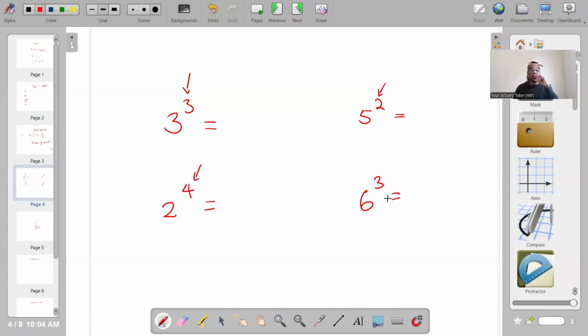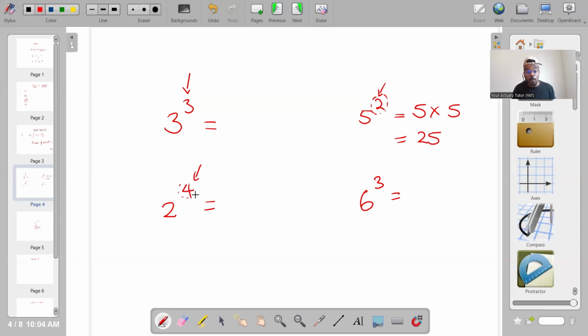Sounds good? Now, what did I say to you before? The exponent, the number at the top, tells you how many times the bottom number, the base, is going to repeat. So it's 5 and a 5. Multiply them. 5 squared is then 25.